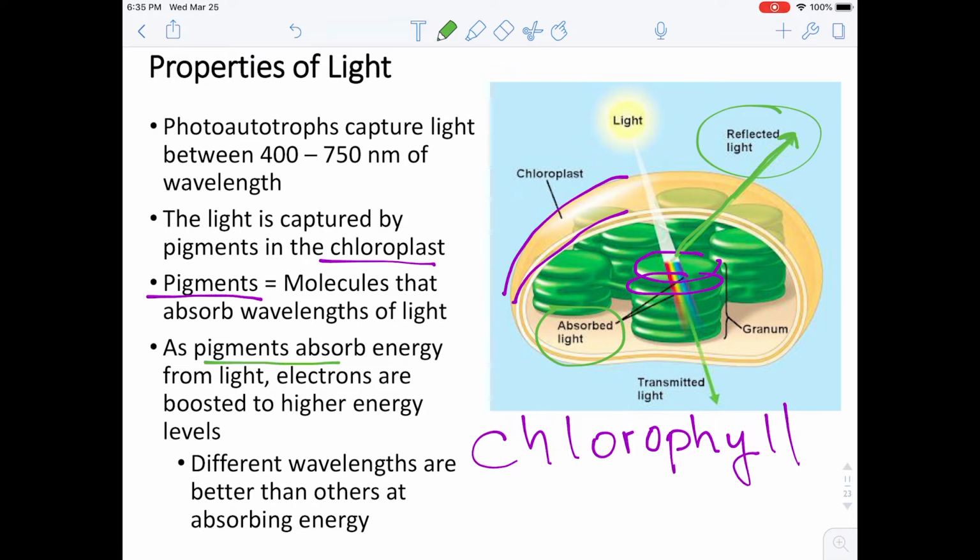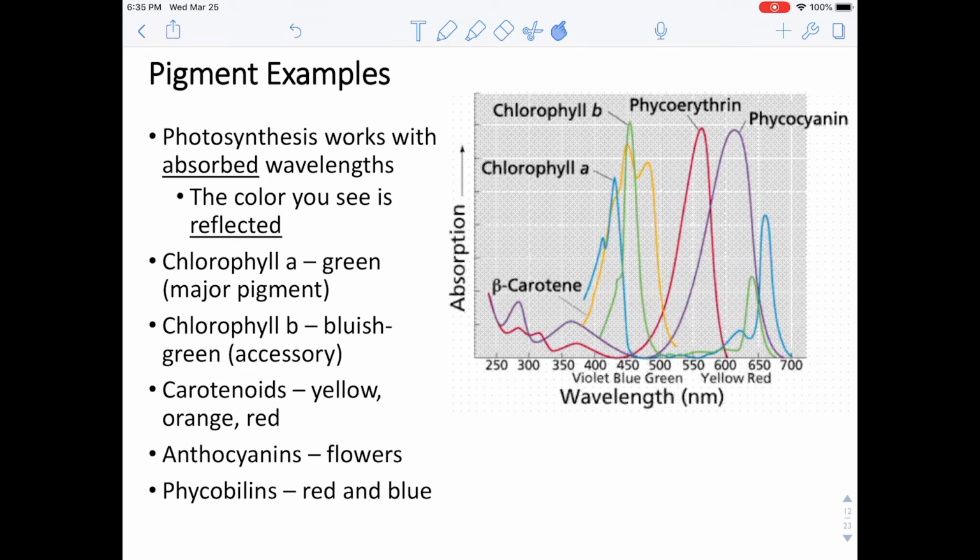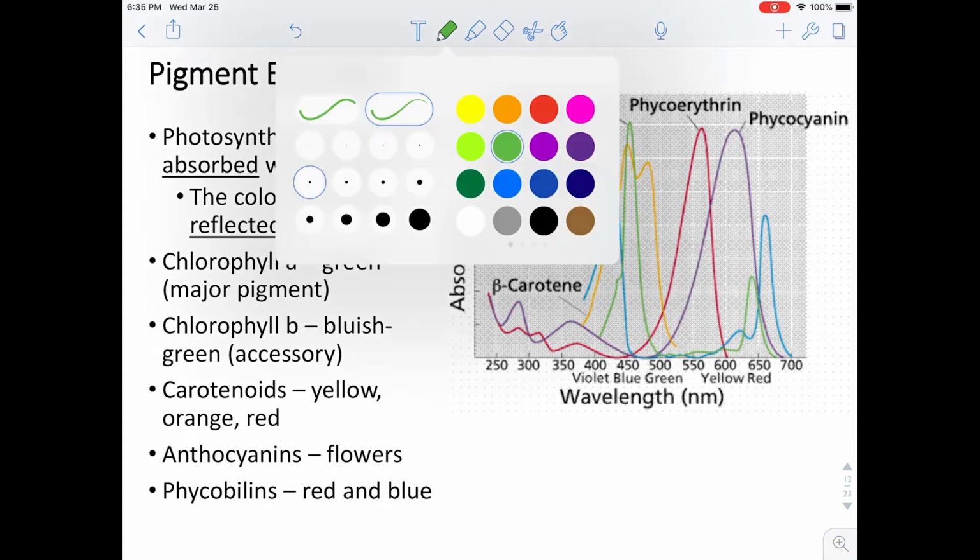As the pigments absorb the light energy, electrons are boosted and excited. They are boosted to higher energy levels. So you kind of boost up the energy levels within these molecules. And then that creates this potential energy that's then going to cause some movement within the cell. Sounds confusing because let's face it, it kind of is. But I'll try to simplify it as best I can.